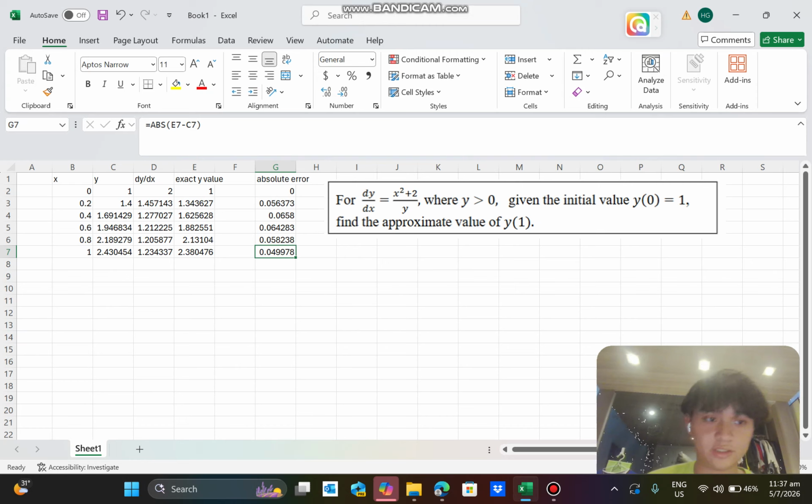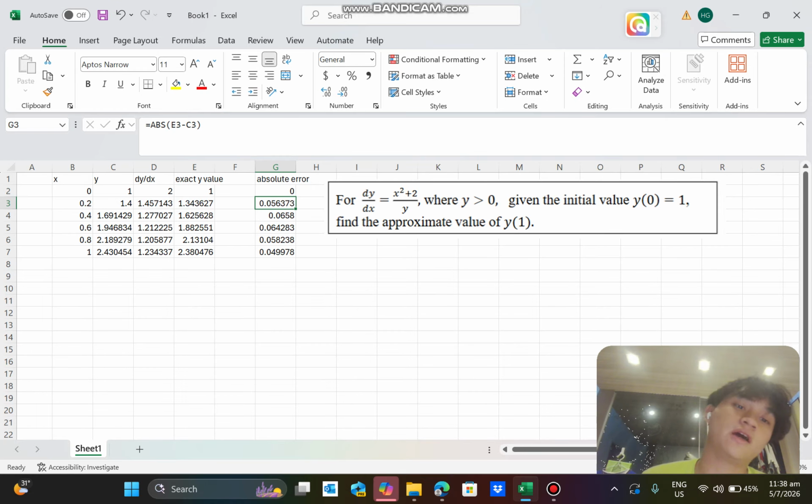Moving on to the Excel sheet, the initial value for this equation is x equals 0 and y equals 1. The formula for my step size is just plus 0.2 for all of them. Then the y value uses Euler's method, where I take the previous one plus 0.2 times the gradient, which is D2 here. The gradient itself is just a copy of the question, and the exact y value is a little bit complicated, but I'll get to it later using the actual method.